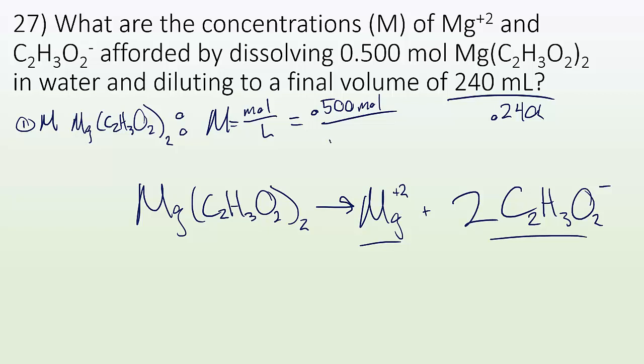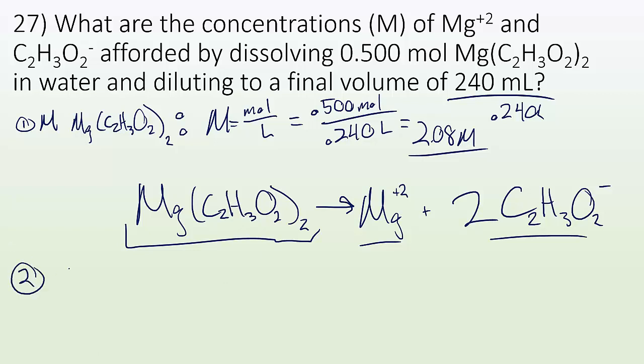So 0.50 divided by 0.240, and I'm going to get 2.08 molar as my concentration. So I'm not done, because that's the concentration of Mg(C2H3O2)2, my magnesium acetate. So the second step: I'm going to have to look at the concentrations of each ion.